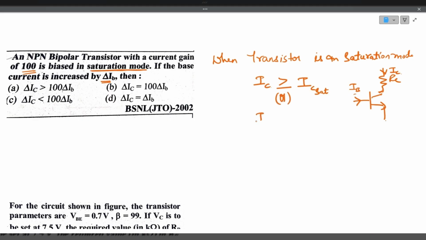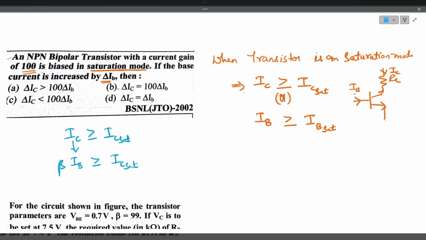Or the present base current that is flowing must be greater than or equal to IB saturation. This is the condition for the transistor to enter the saturation region. Now let's consider the first equation. IC must be greater than or equal to IC saturation. This IC can be written as beta times IB greater than or equal to IC saturation.